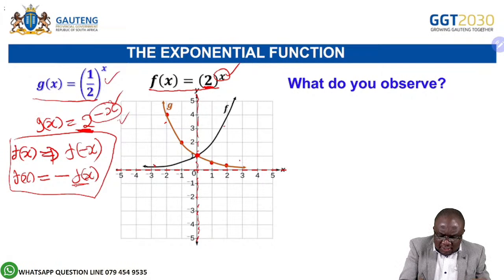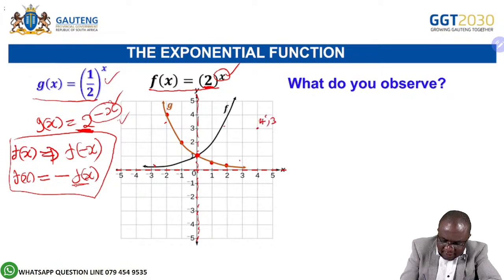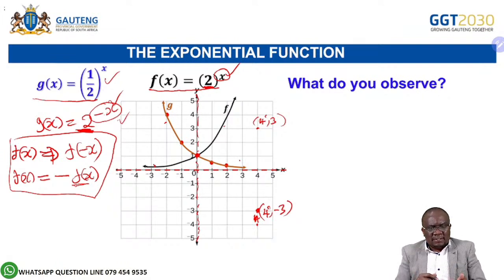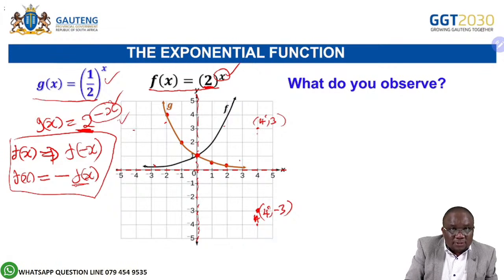Let me pick any point here if you want to see that. Let's say this is (4, 3). If we reflect this about the x-axis, it will become here, (4, negative 3). Do you see that the x did not change, but y is the one which changed from positive 3 to negative 3. If I reflect it about the y-axis, it will come here to the left. So (4, 3) becomes (negative 4, 3).